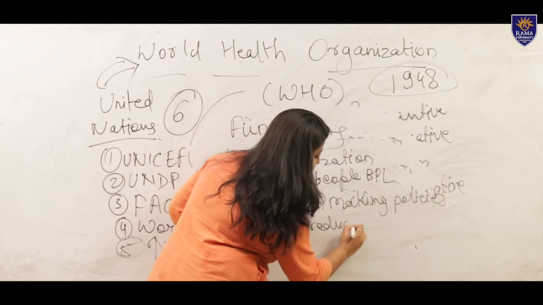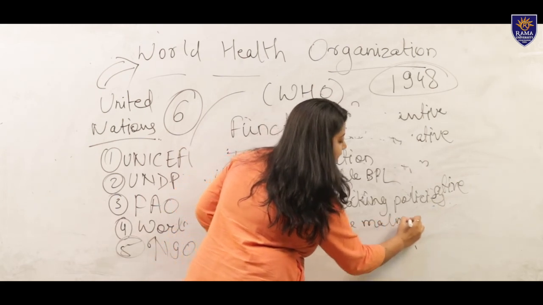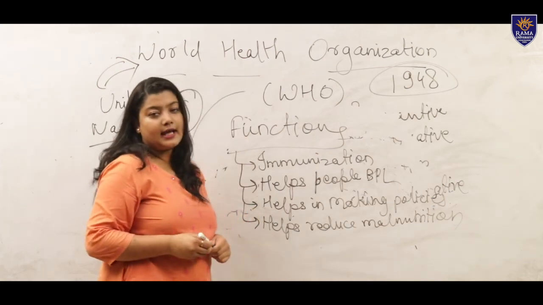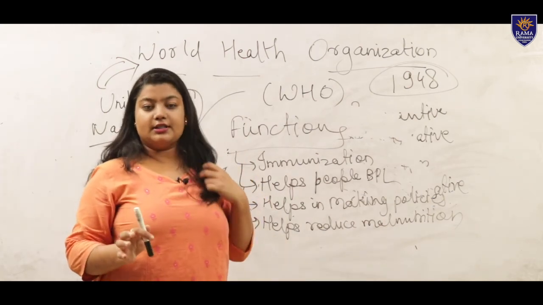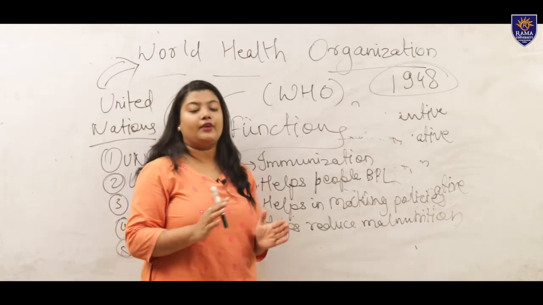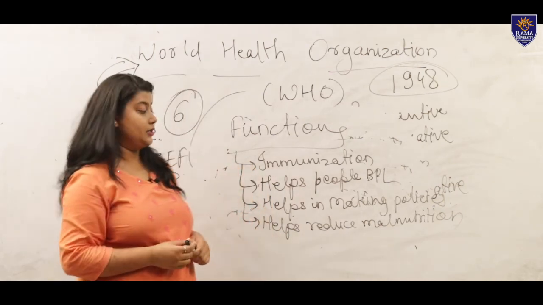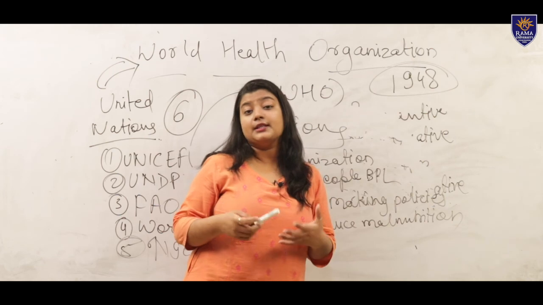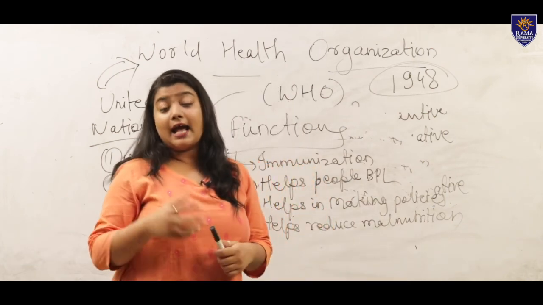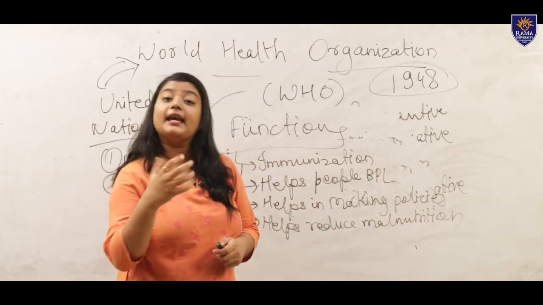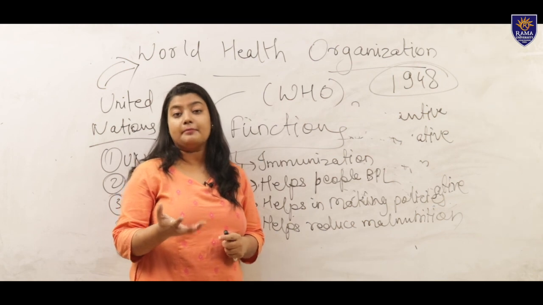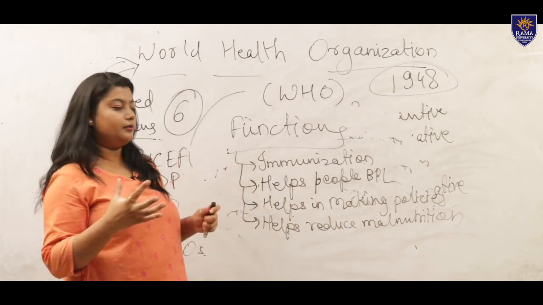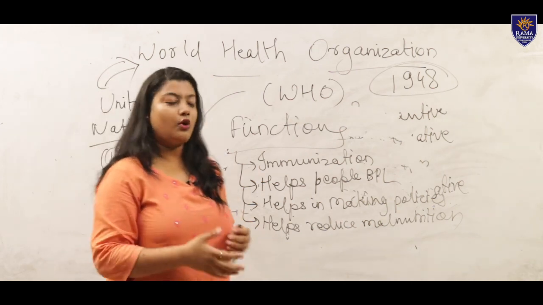Next, it helps reduce malnutrition. As I told you earlier, the United Nations has an agency under it working as FAO, Food and Agriculture Organization. So, it reduces malnutrition as it provides quality food to people and ensures that people do not get malnourished, in line with these treatment options available.